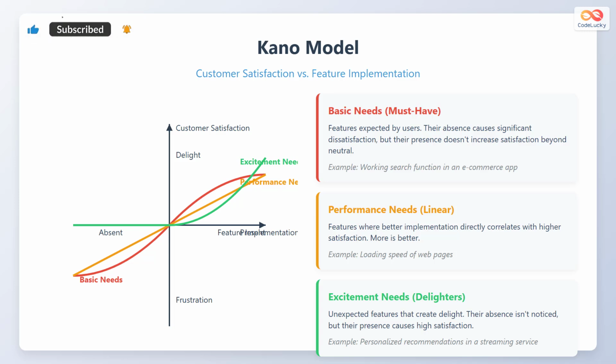Performance needs have a linear relationship with satisfaction. More of these features lead to higher satisfaction. For example, the loading speed of web pages. Excitement needs are unexpected features that delight users. Their absence isn't noticed, but their presence causes high satisfaction. For example, personalized recommendations in a streaming service.